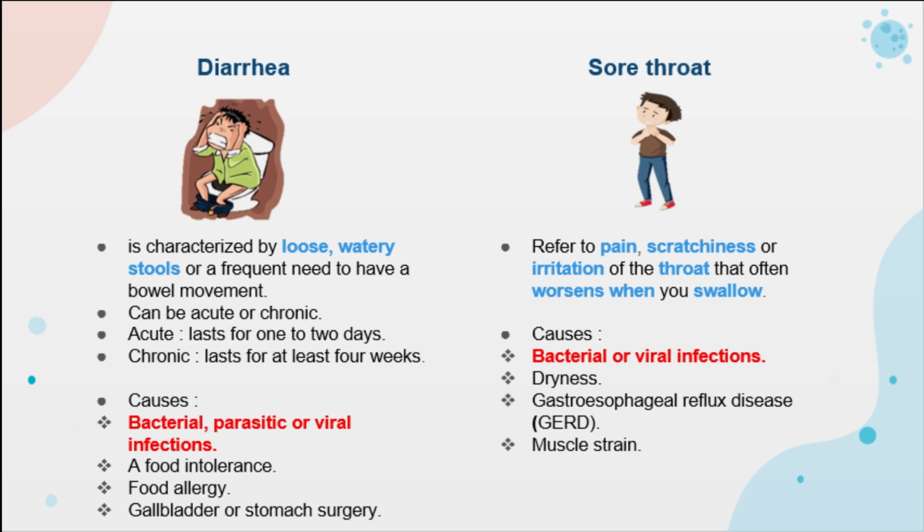movement. It can be either acute or chronic. Acute diarrhea lasts for 1 to 2 days, while chronic diarrhea lasts for at least 4 weeks. The causes of diarrhea are bacterial, parasitic or viral infection, food intolerance, food allergy, and gallbladder or stomach surgery. Sore throat refers to pain, scratchiness, or irritation of the throat that often worsens when you swallow. Bacterial or viral infections, dryness, gastroesophageal reflux disease, and muscle strain are the common causes of sore throat.